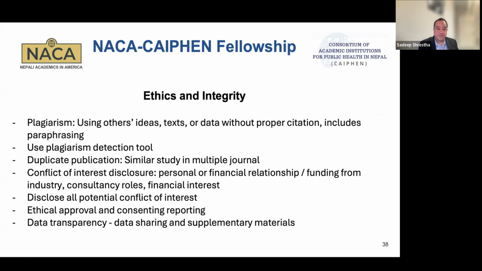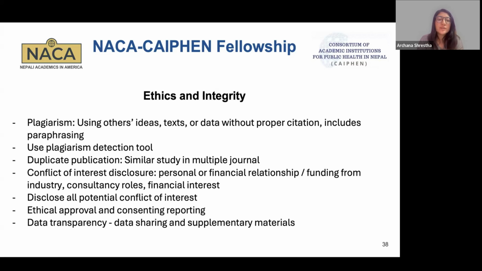Prasanna, do you want to? Yeah, so we don't have much time, but don't do plagiarism. Use the plagiarism detection tool. You cannot use others' ideas, text, or data without proper citation. Even after paraphrasing, you have to cite. Duplicate publication is also an issue, like changing a little bit of it, changing a title and publishing it in another journal. I'm also finding it common in Nepal, but it's not ethical to do that.